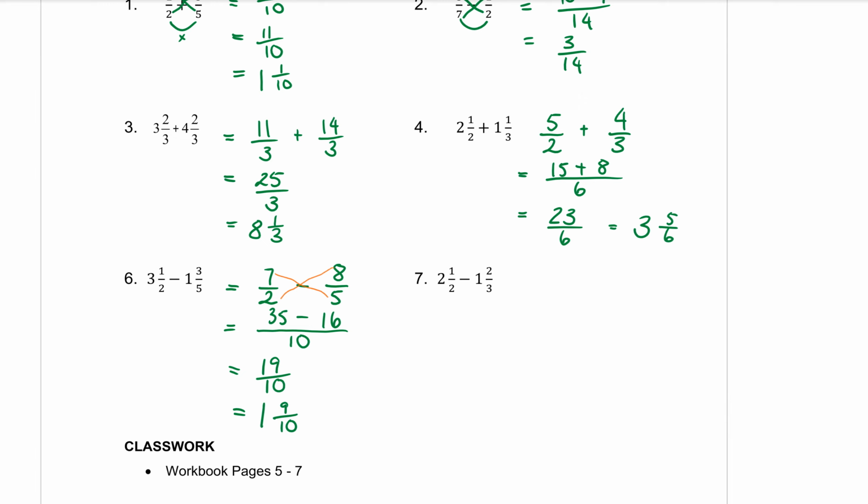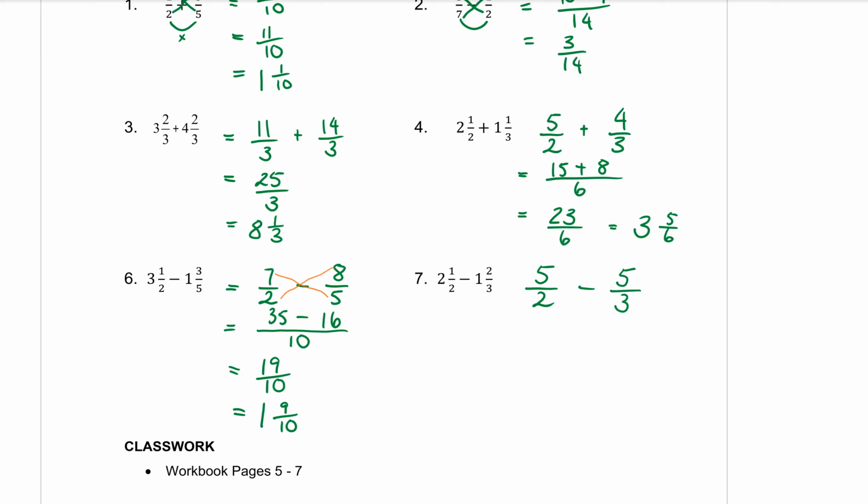Is it getting easier the more we do? Good. One more. Number 7, make them into improper fractions. So 2 on the bottom stays on the bottom. 2 times 2 is 4, plus 1 makes 5. Minus. Now the second one, there's a 3 on the bottom. Keep it there. 3 times 1 is 3, plus 2 is 5.